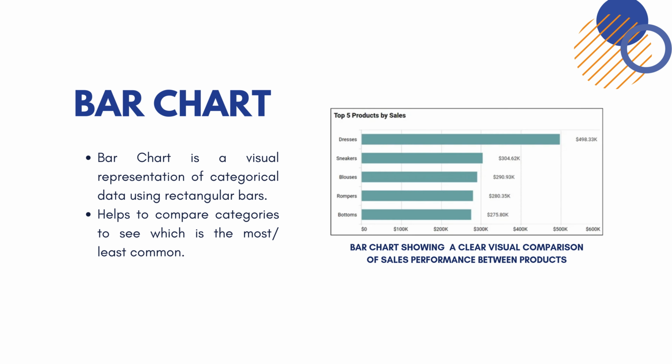Next, we proceed with bar chart. Bar chart is a visual representation of categorical data using rectangular bars. Helps to compare categories to see which is the most or least common. For example here, bar chart showing a clear visual comparison of sales performance between products.